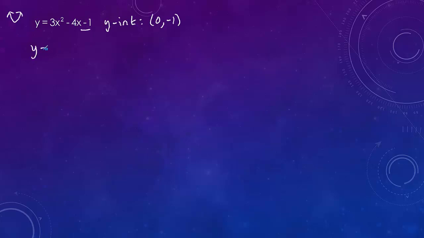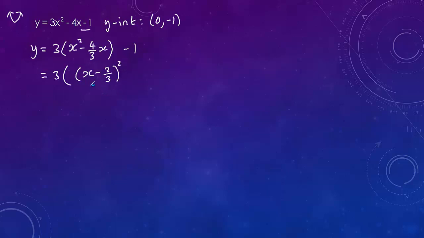So what I need to do here is take out 3 from the first two terms. That would give me x squared minus 4 over 3 x, and then don't forget the minus 1. If you re-expand that, you'll see that you do get the first two terms. And then we complete the square inside the bracket. So that's going to be x, take away half of negative 4/3, so that's going to be negative 2/3.